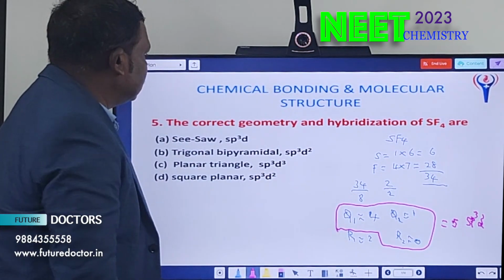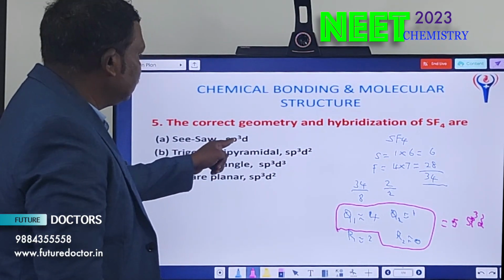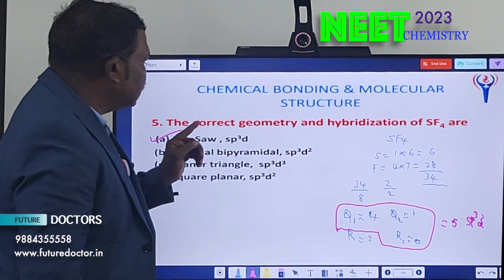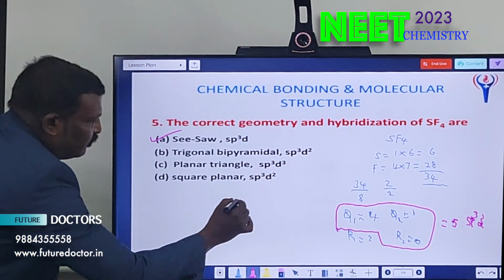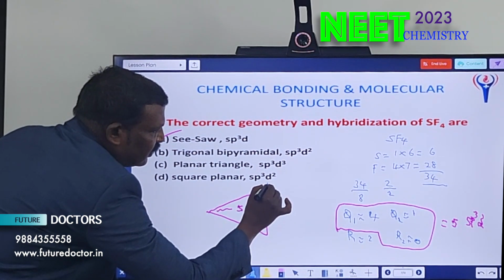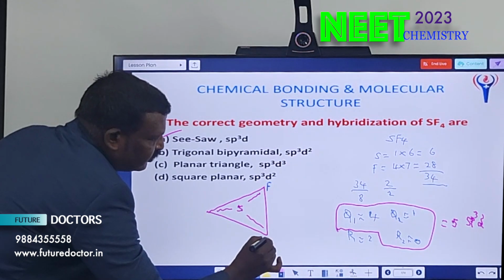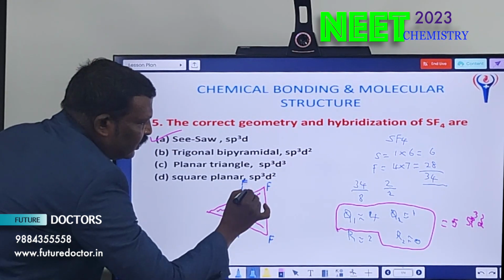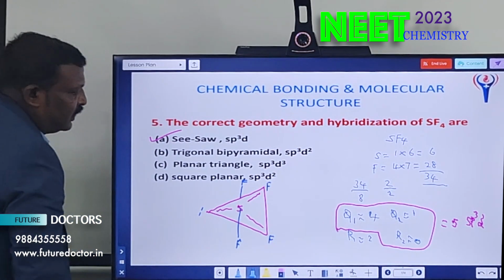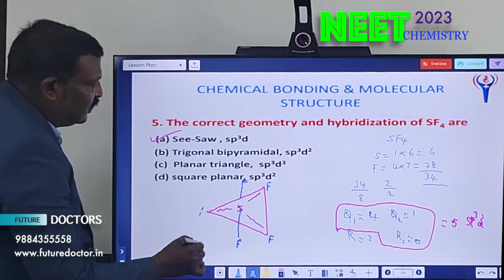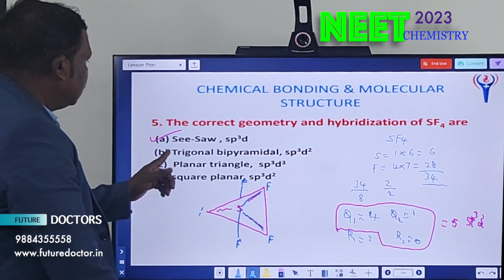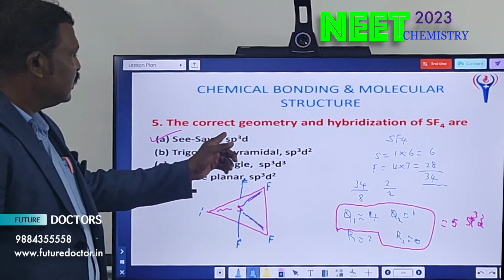Understood? sp3d hybridization. sp3d geometry is called seesaw. You know that we put the structure like this: sulfur here, with one fluorine here, one fluorine here, and so on. Here a lone pair of electrons will be there. Then only the structure looks like a seesaw. The structure looks like a seesaw, so seesaw sp3d. So A is the correct one.